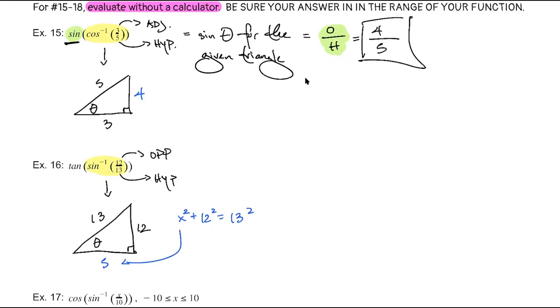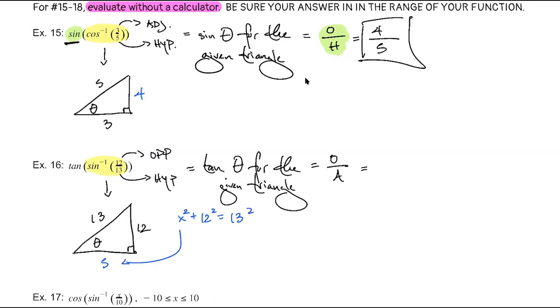So now if we think about what this one is asking us for, we want tangent of theta for the given triangle, okay? And so tangent of theta means we want opposite over adjacent, which will be 12 over 5. Okay?